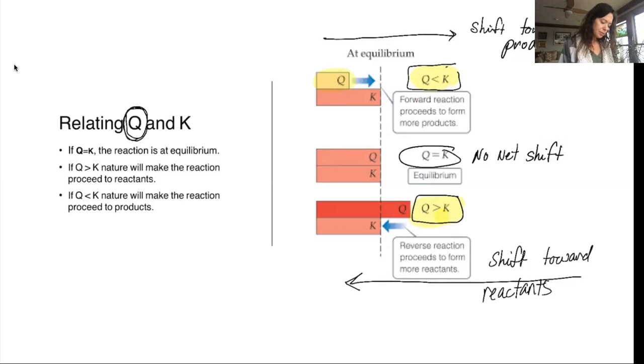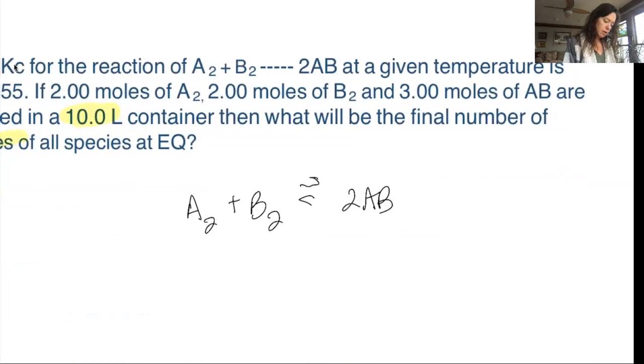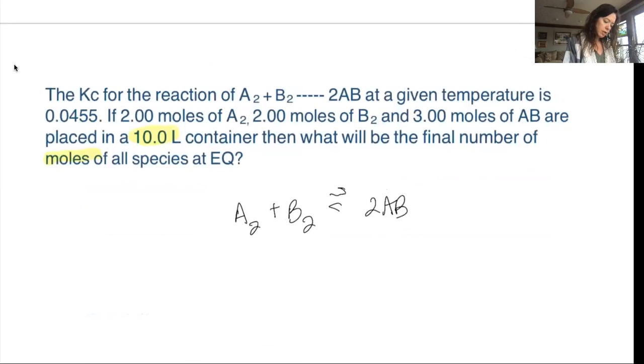Notice if we compare Q to K, we always shift in the direction of the big mouth. This kind of makes it make sense. Let's see how that's applied. We have a little practice question right here. Let me just start over.